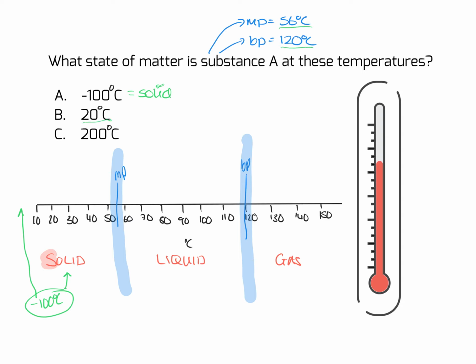20 degrees, let's have a look. 20 degrees would be here. And you can see that 20 degrees is also in the solid section. So this substance A is going to be solid at 20 degrees. 200 degrees is, it's not even on our number line, it's way up that way. So 200 degrees is off the scale to the right, but you can see that it's in the gas section. So at 200 degrees, this substance would be a gas. And that's how you'd work it out for that one.